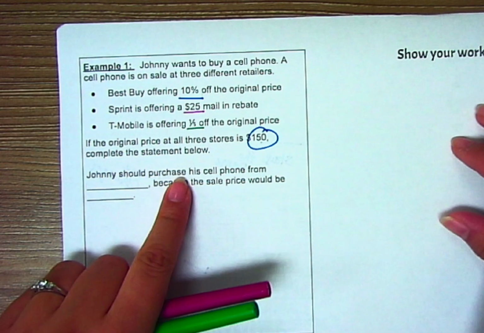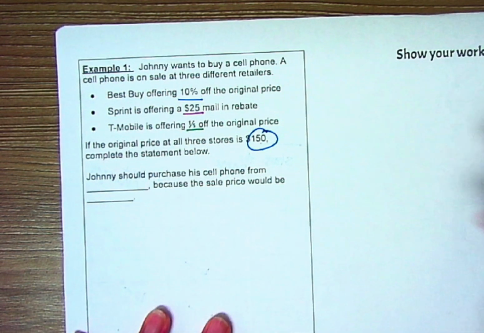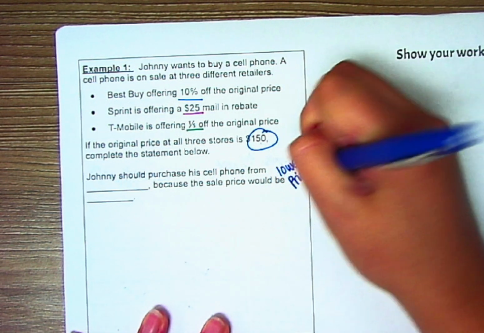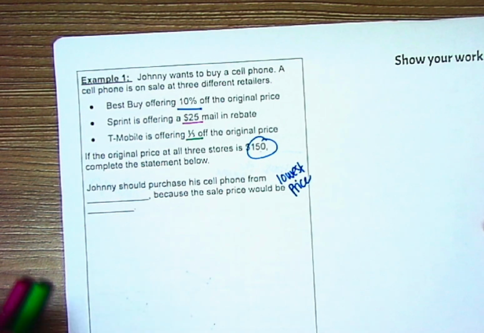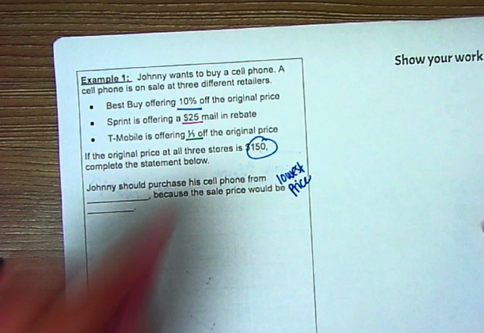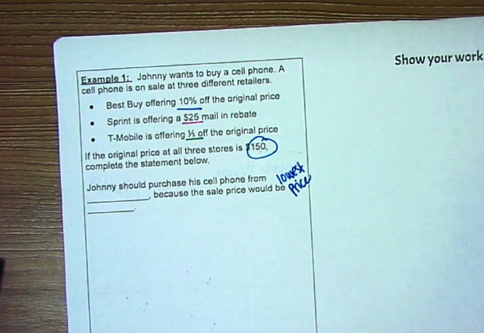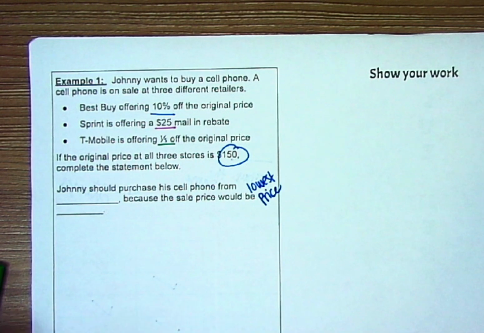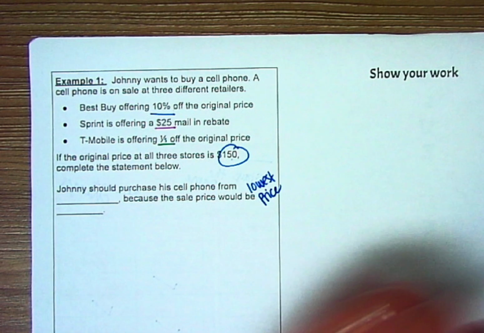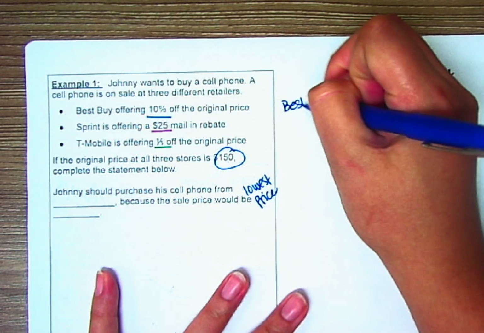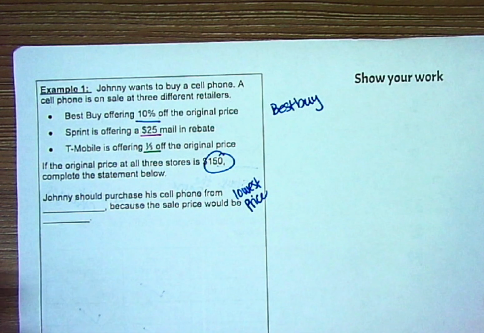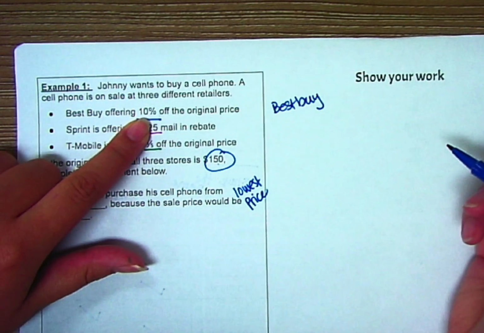So we are looking for the lowest price. We have to figure out each of these discounts to figure out what is the lowest price. It's either going to be Best Buy, Sprint, or T-Mobile. Well, let's work through each discount. We'll work through the first one. The first one is going to be Best Buy. Remember guys, make sure you're writing if I'm writing. Best Buy is offering 10% off.